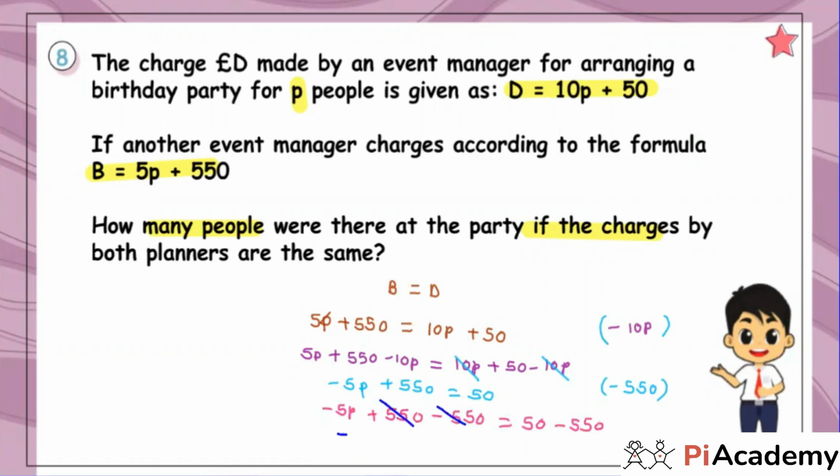So minus 5p equals 50 minus 550, that is minus 500. It means p equals 100. Agree? p equals 100. How? You can divide by minus 5 on both sides, and if you divide by minus 5 on both sides, you are going to get the same as I got. Okay, clear? Let's have the next question.